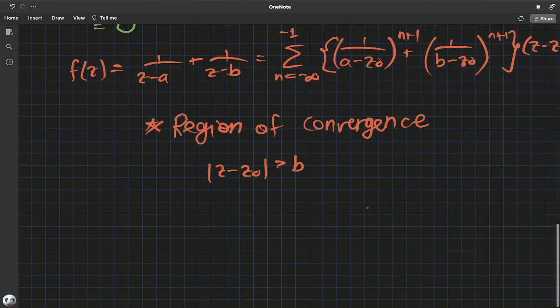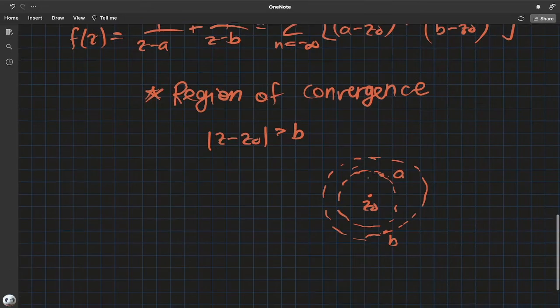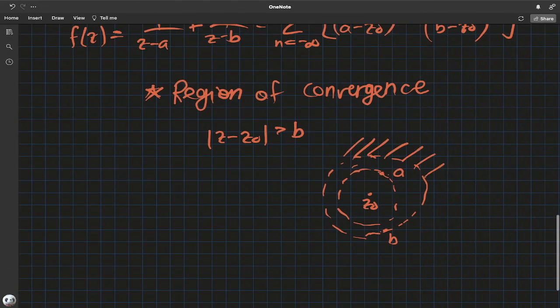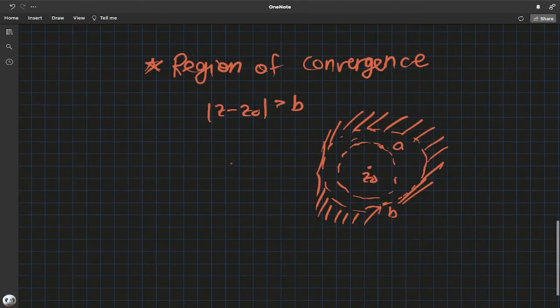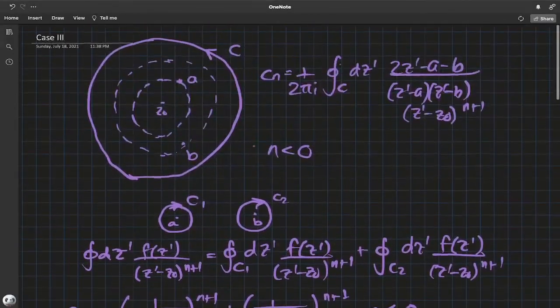So just to draw it out a little bit, we have a circle of A, we have a circle of B, and the region of convergence is basically all that's outside B. Again, this drawing is pretty bad, but whatever. So the infinity shaded region.